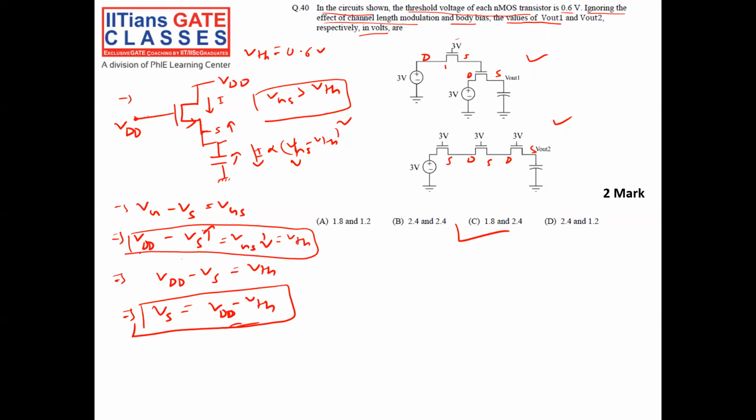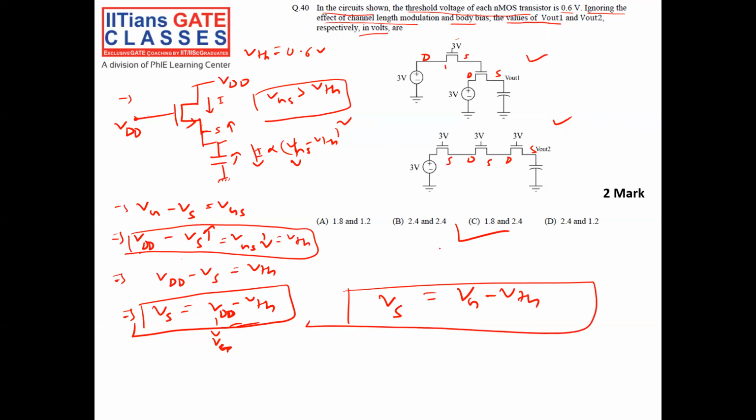When source potential increases, then Vgs will decrease. When it reaches Vth, at that point the transistor will stop conducting, then the source potential will remain the same at that particular point. Here it is Vg minus Vth. Here I put Vdd, that's why I put Vdd. Otherwise, remember this one: Vs is equal to Vg minus Vth. After this it will stop conducting. Using this concept, this can be easily solved.